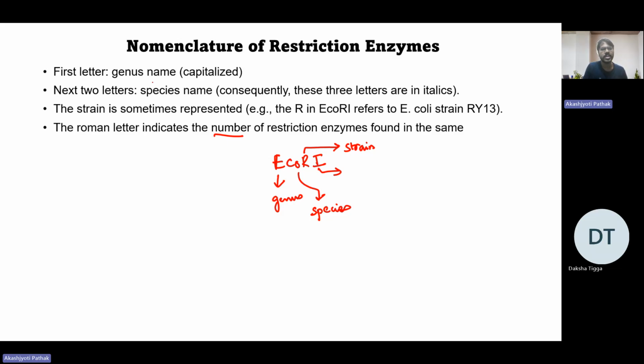So the first letter is your genus name. Genus name is capitalized. The next two letters are the species name. The next letter comes from the strain of the bacteria. So R in EcoR1 refers to the E. coli strain RY13. From the RY13 E. coli strain, this enzyme was isolated. So the R comes from this strain numbered RY13.